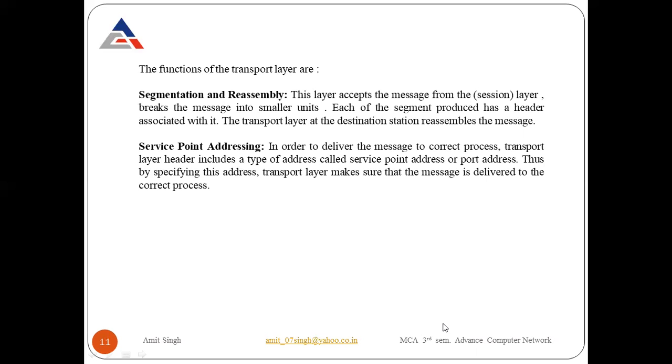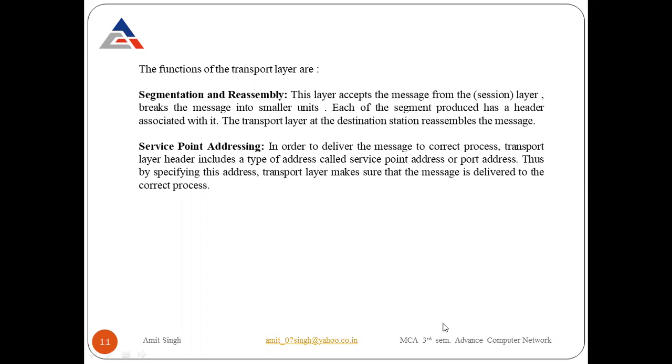The second function is service point addressing. In order to deliver the message to the correct process, the transport layer header includes a type of address called the service point address or the port address, as we discussed earlier. The messages are working on some processes, and the processes are working on some ports. So we require a port number if I want to send the message. These are known as port addresses, or you can say service point addresses. Thus, by specifying this address, the transport layer makes sure that the message is delivered to the correct process.